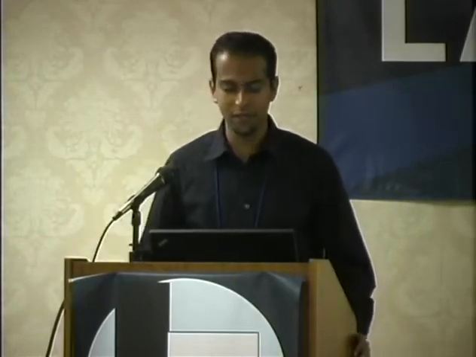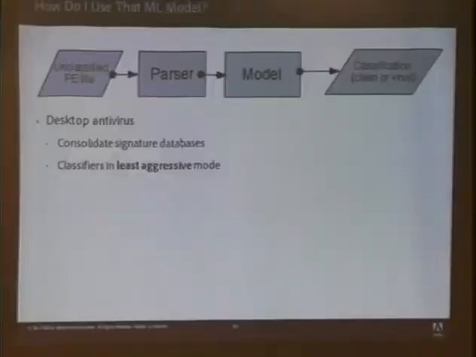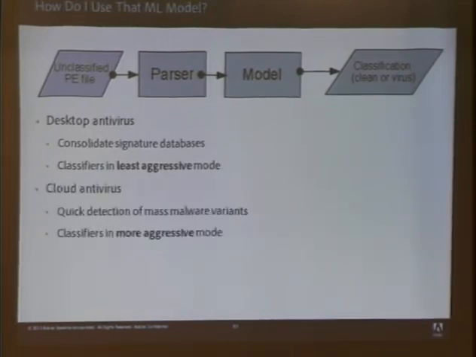So how might you use the models that you generate from training your classifiers? You have an unclassified PE file, you feed it to a parser, the parser feeds the data to a model, and the model gives you a result, basically input and output. You could plug all of this into existing AV infrastructures. On the desktop, you could use it to consolidate signature databases. So you have a trove of malware that you want to detect and classify, and if you have a huge signature database, you could run machine learning against this database and derive a compressed model that captures what that malware is. In the cloud, you could be more aggressive with the rate at which you run these algorithms.